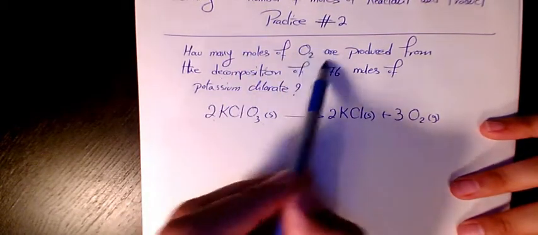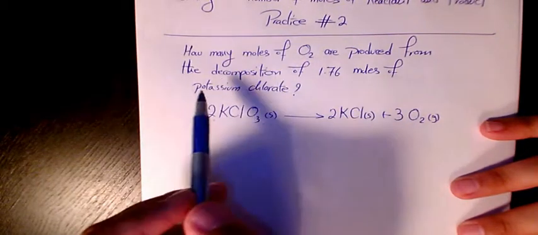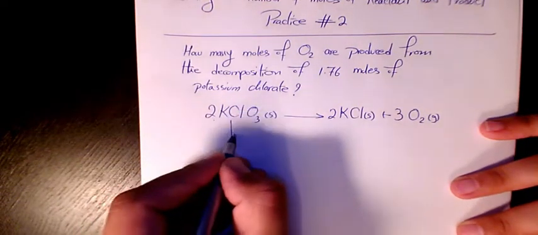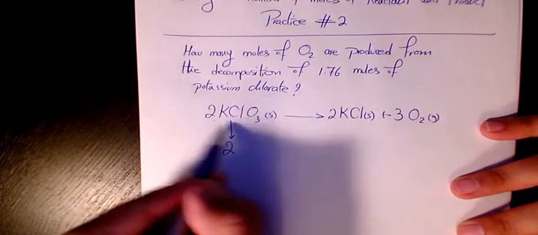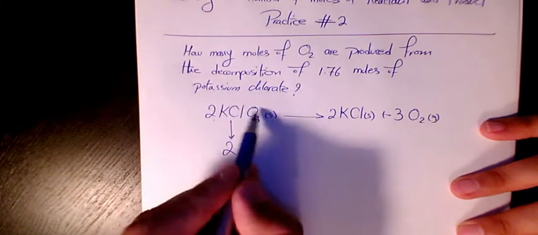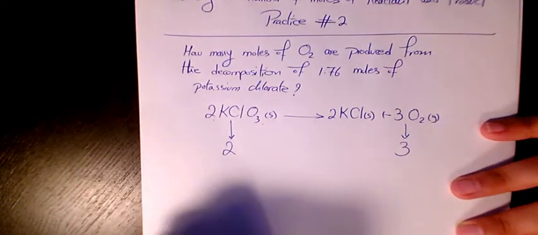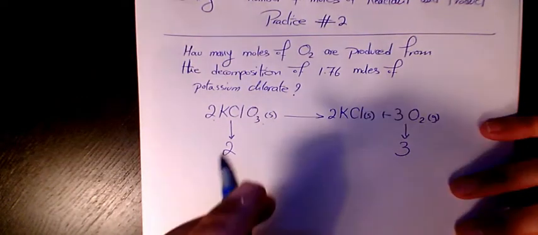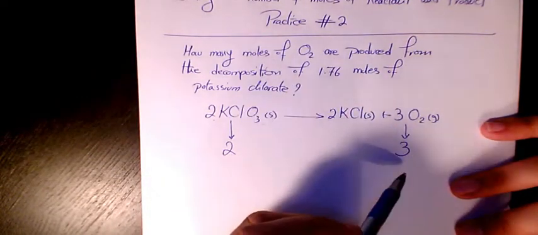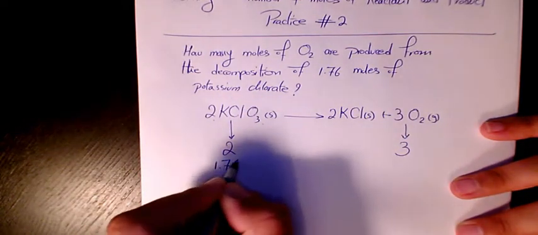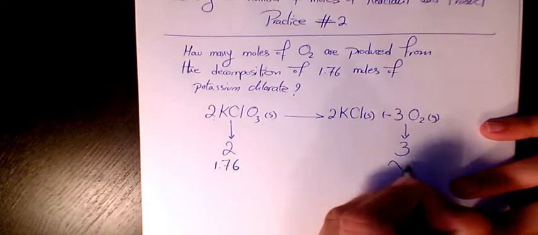So we need the relationship between oxygen and potassium chlorate. So if we decompose 2 moles of potassium chlorate, we will produce 3 moles of oxygen. Now how many moles of O2 are produced if we decompose 1.76 moles of potassium chlorate?